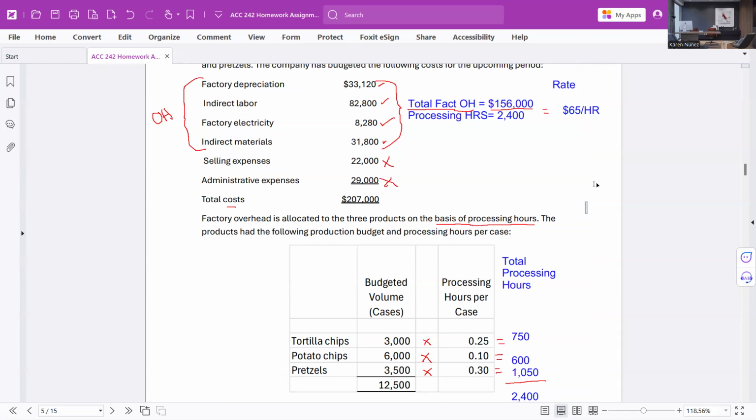And then all we need to do is use that rate to assign the overhead, right? $65 an hour, 750 hours for tortilla chips, $65 an hour, 600 hours for potato chips, $65 an hour, 1,050 hours for pretzels. That'll give us total overhead. Divide by the volume, the number of cases, we get overhead per case. So let me see if I can get that, right? That overhead per case.